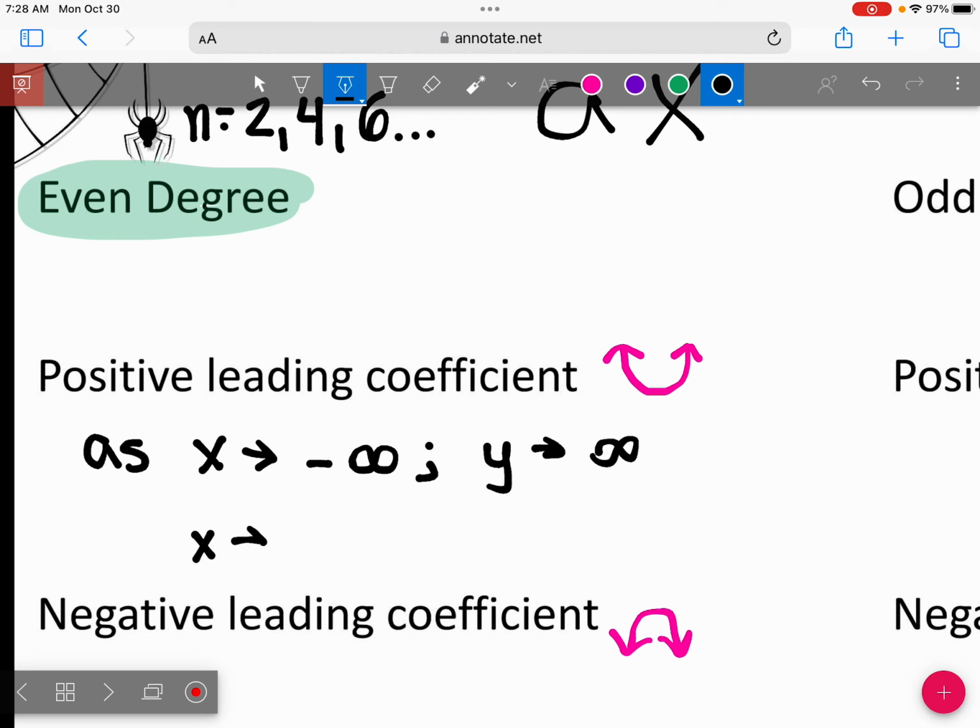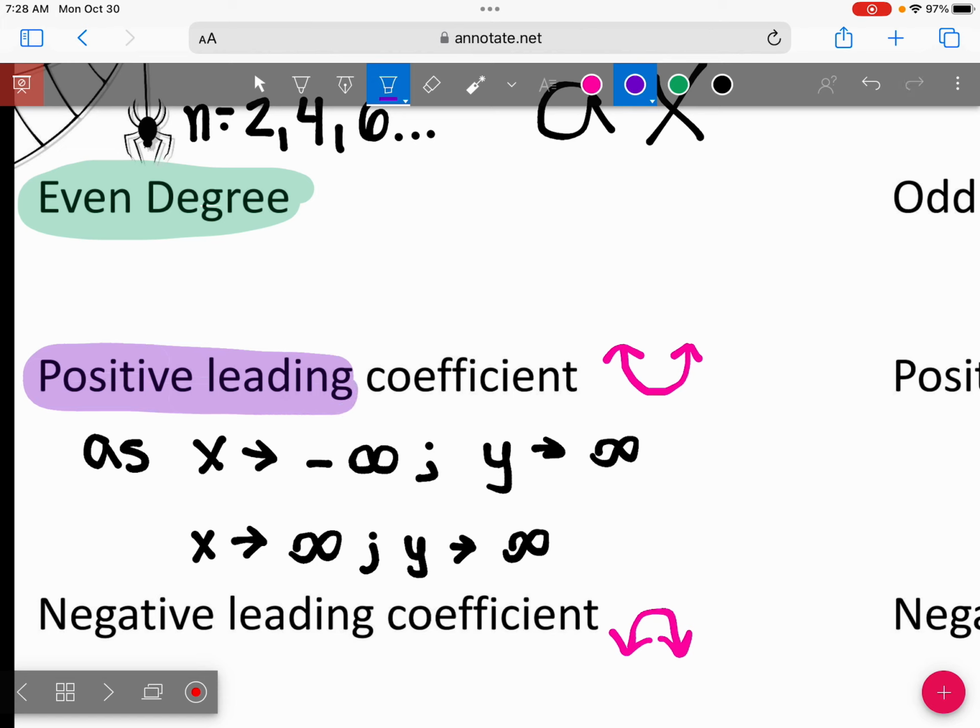And my right arrow, as x approaches positive infinity, my y approaches positive infinity. My right arrow goes up as well. So if we have an even degree and a positive leading coefficient, so a positive number out in front, it's going to be a smiley face parabola. Or at least it's going to have the same arrows as a smiley face parabola. It may have wiggles and squiggles in between, but it's going to have those same arrows.